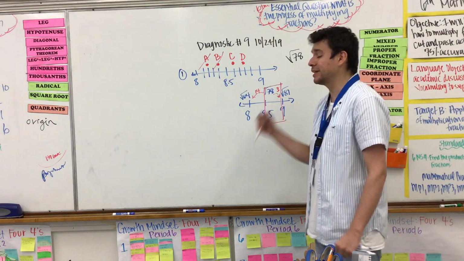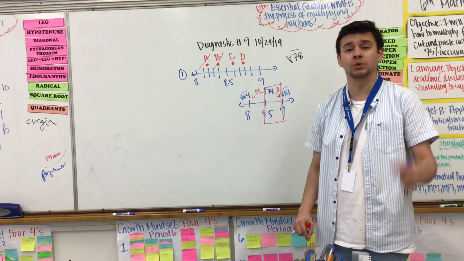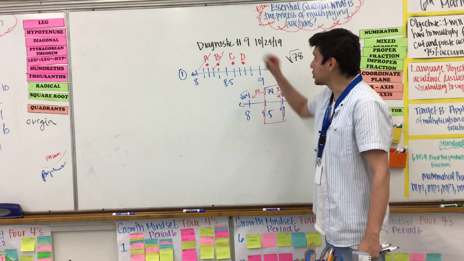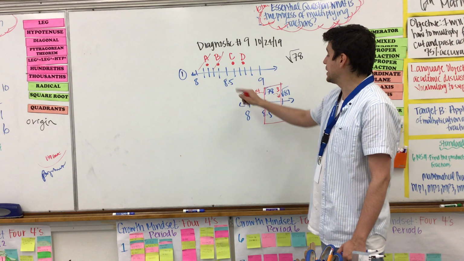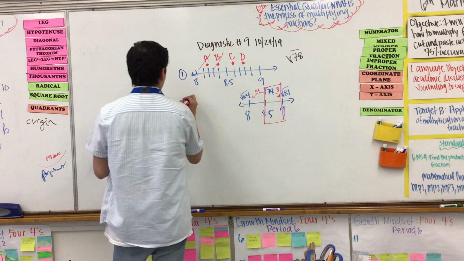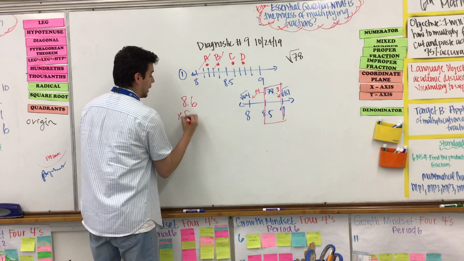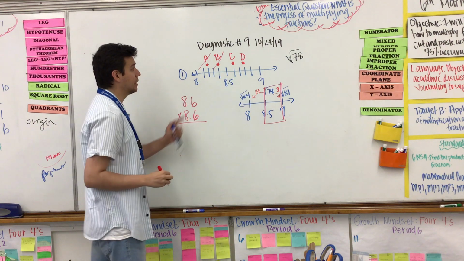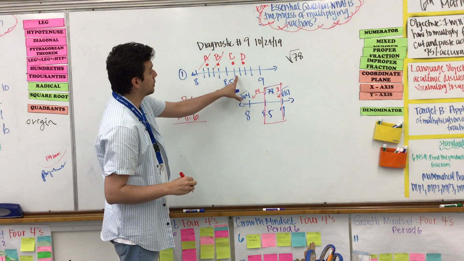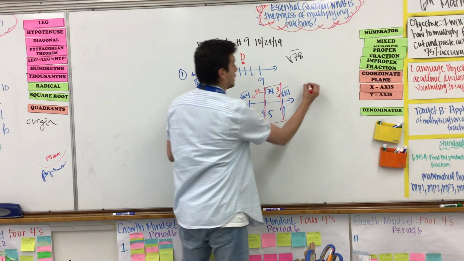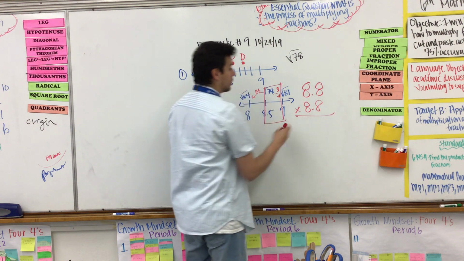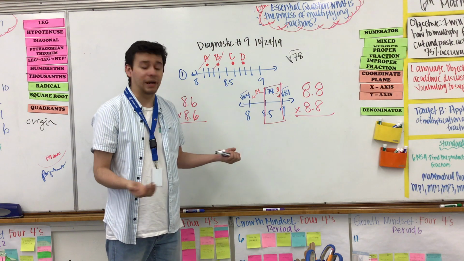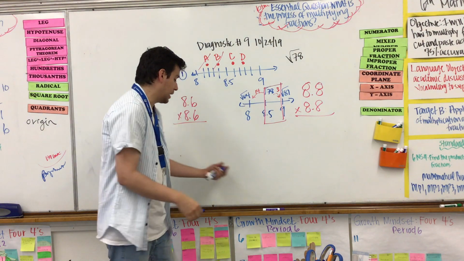And the best part is use the answers to your advantage. I'm going to check letter C and I'm going to check letter D. So I know that letter C is 8.6. So I'm going to go 8.6 times 8.6. And I know that letter D is 8.8, so 8.8 times 8.8. And then you just multiply it. That's how you're going to find out the answer.